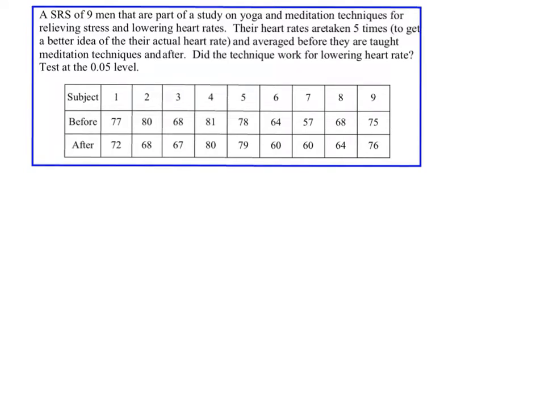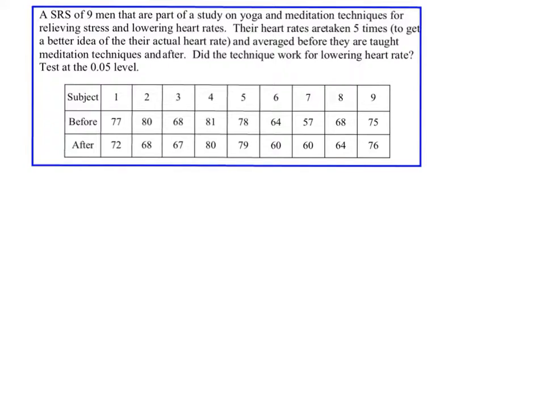In this video, we're going to look at two examples of matched pair t-tests. So you see a simple random sample of men that are part of the study on yoga and meditation techniques for relieving stress and lowering heart rates. Their heart rates are taken 5 times to get a better idea of their actual heart rate, an average before they're taught meditation techniques and after. Did the technique work for lowering the heart rate?